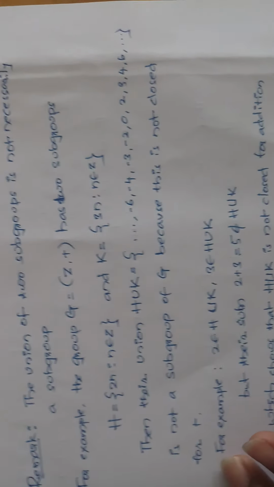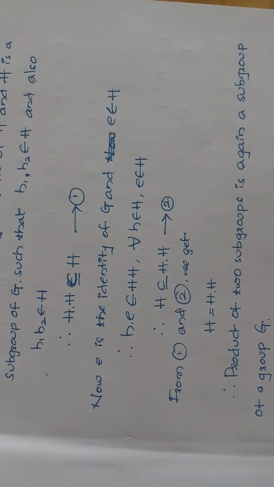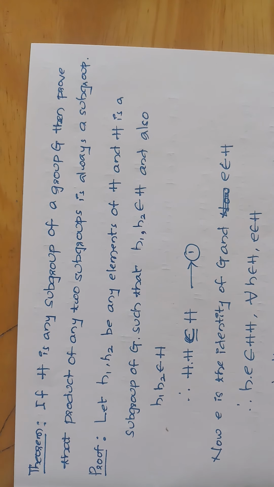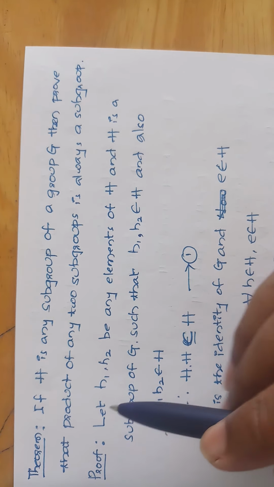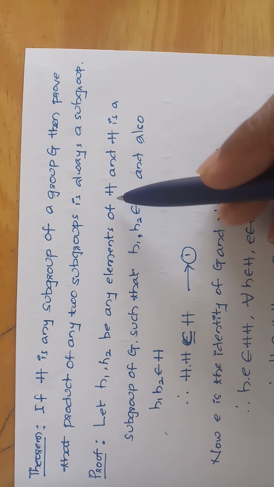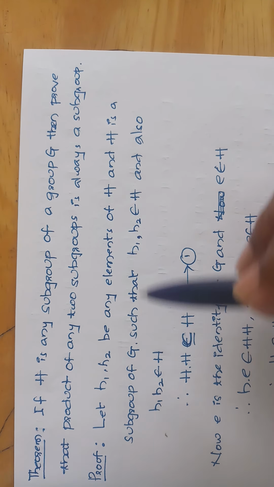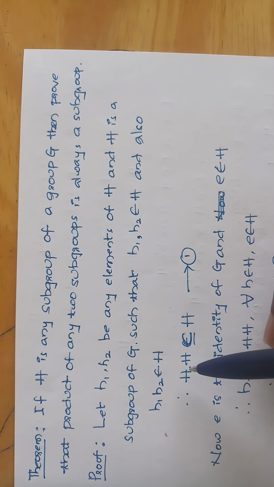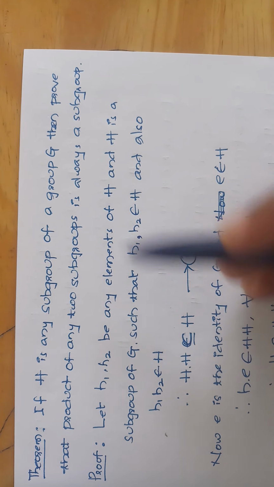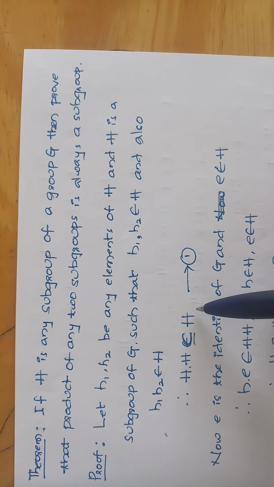Okay, so another result, that is a theorem. If H is any subgroup of a group Z, then prove that the product of two subgroups is always a subgroup. Proof for this is, let H1 and H2 be any elements of H, and H is a subgroup of Z such that H1 and H2 belong to H, and also H1 into H2 belongs to H. Therefore H into H is a subset of H.